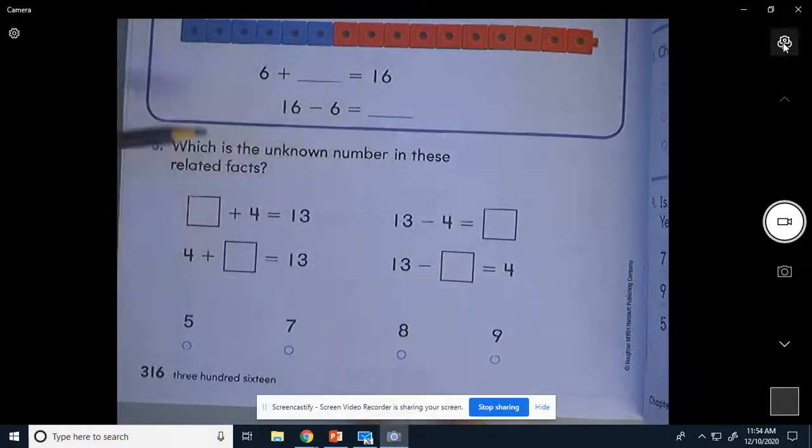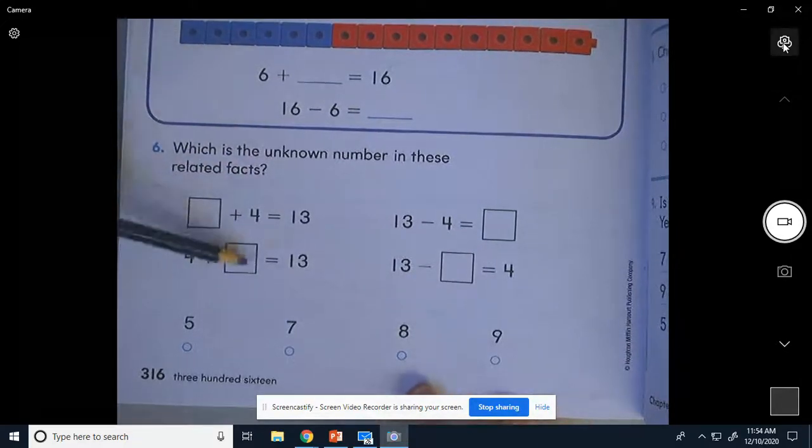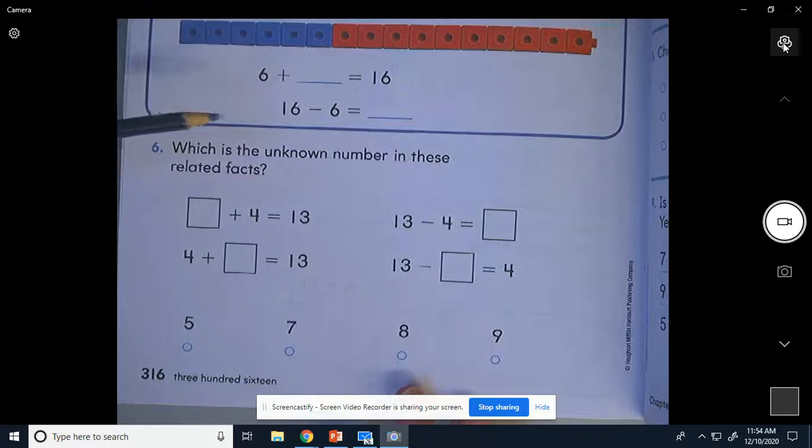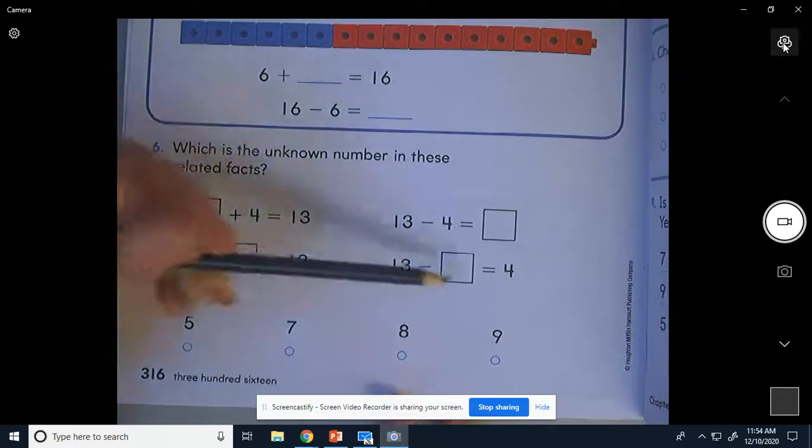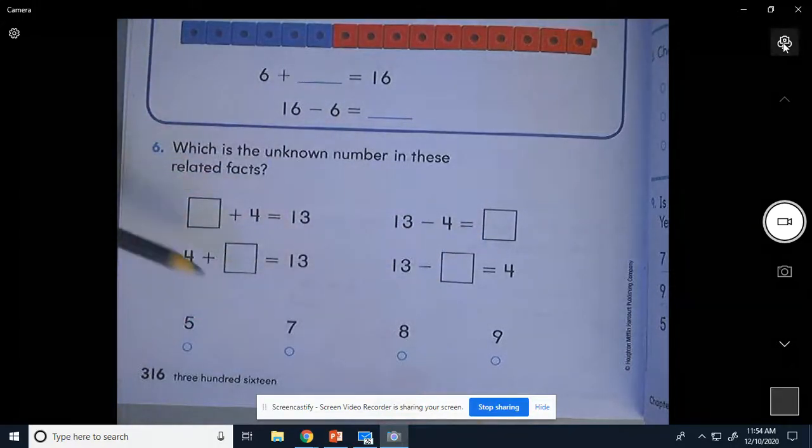Which unknown number is in these related facts? So which number are they missing in each of these boxes? They have a 13 and a 4. We need to figure out what this other number is, and this number goes in every single one of these boxes. So you're going to figure out what number is missing.